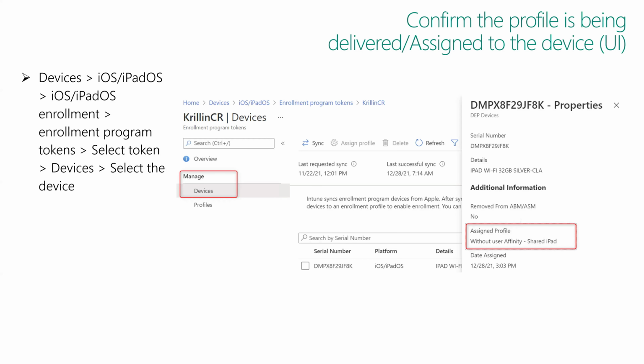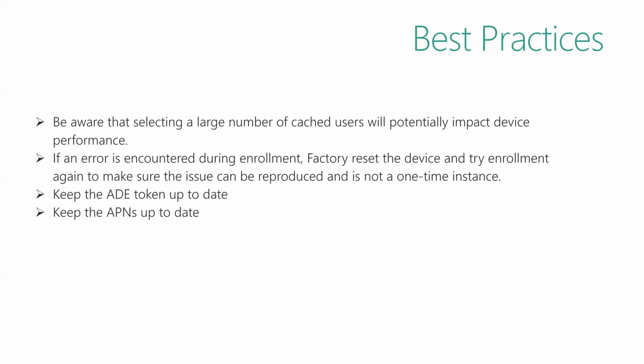Okay. So now, without user affinity is a shared iPad. You can see there, right? Without affinity is a shared iPad. What we need to select, because we don't have any shared iPads at all. Okay. So it's just a best practices part. Okay. Be aware of selecting a large number of cached users. And if an error is encountered during enrollment, reset the device and try enrollment again. If you are able to reproduce it on all the iPads, then it must be an issue. Keep the AD token up to date. Keep renewing every 1 year. The same goes with the APNS certificate also, renewing every 1 year.